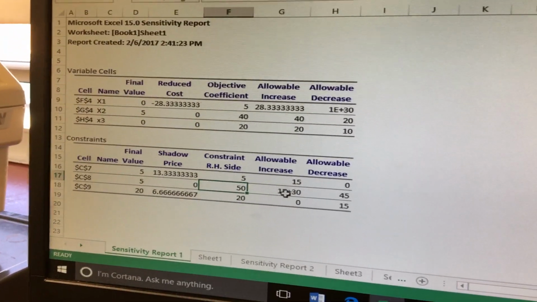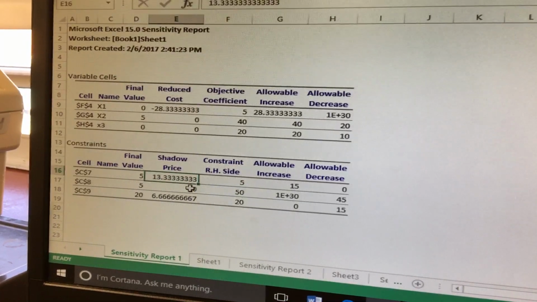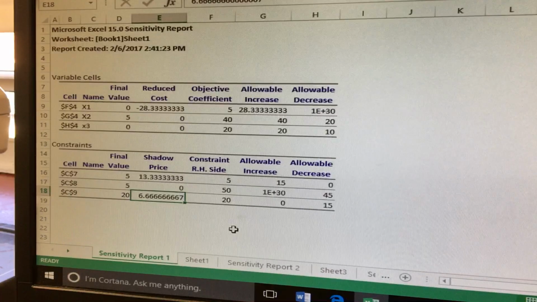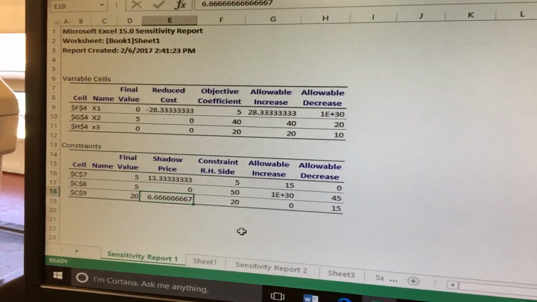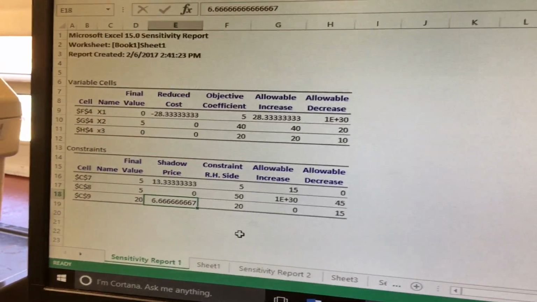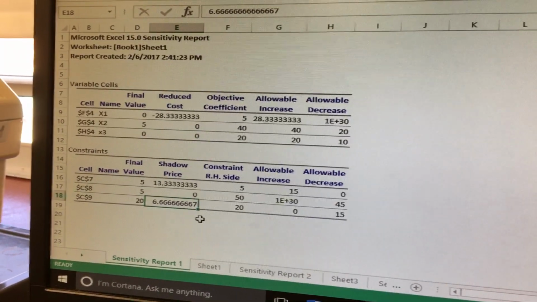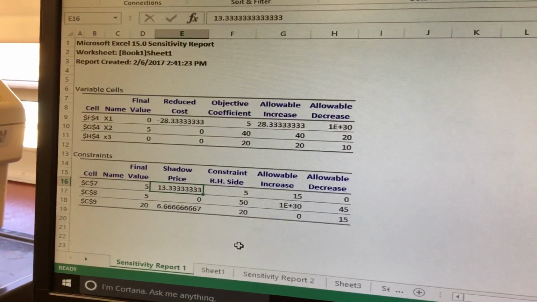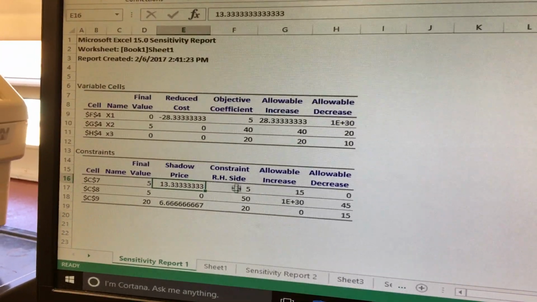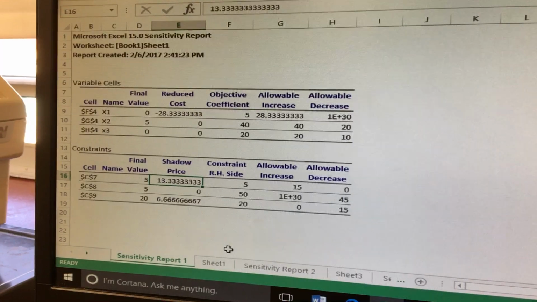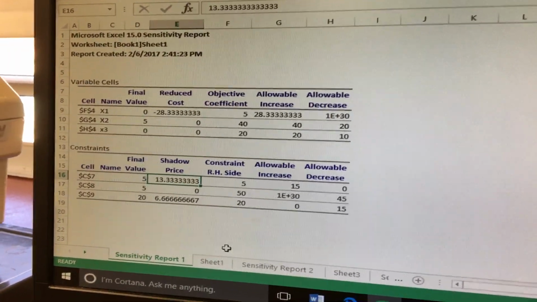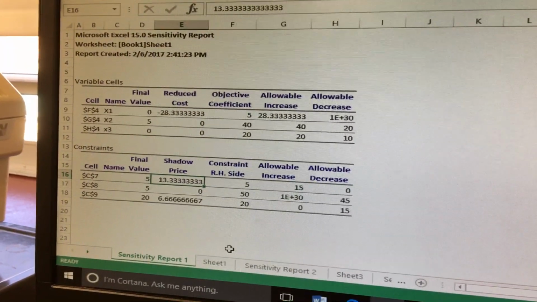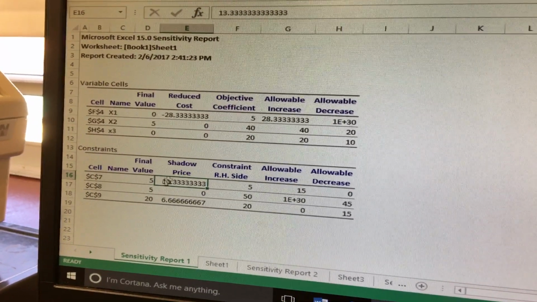Now, what else do we have? This is the shadow price for each of the constraints. It tells you how much your objective function value, which in this case was 200, will go up or down for every unit increase in the constraint right-hand side. So a shadow price of this, 13.33, says if I can change my constraint right-hand side from 5 to 6, I'll get $13.33 extra in my objective function value. If I change it from 5 to 4, it would go down by that much.